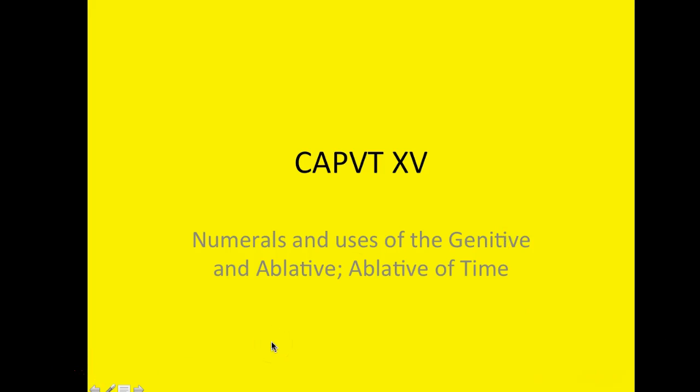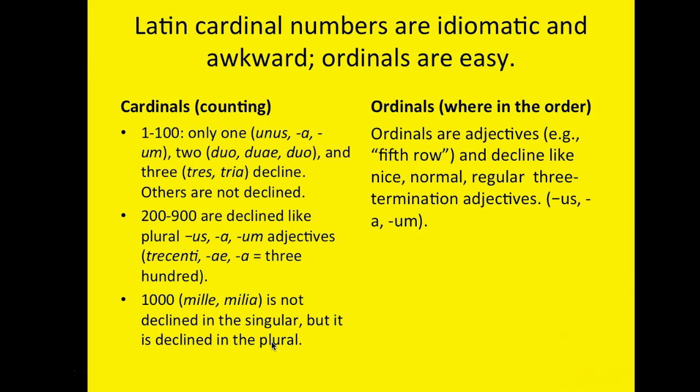All right, so Chapter 15 is numerals and uses of the genitive and ablative with numerals, as well as one additional ablative, the ablative of time. Latin numbers, you may have noticed that we've learned a whole lot, and we're just now getting to numbers. And usually when you learn a language, about the first thing you learn to do is count. In Spanish or in French or German.